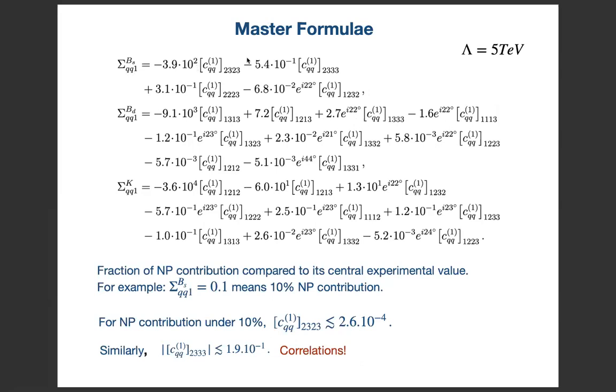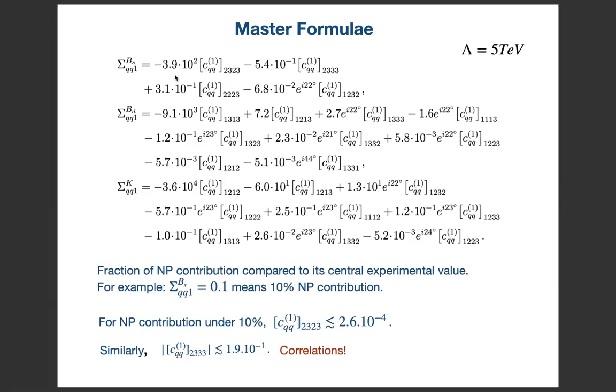So obviously the leading contribution to BS mixing comes from the QQ1 2323 operator. You can see the coefficient, which is very large. Then the next-to-leading contribution is this QQ1 with flavor structure 2333. This is clearly due to the Yukawa couplings, as I explained. Yukawa couplings can give you flavor-dependent RG running.